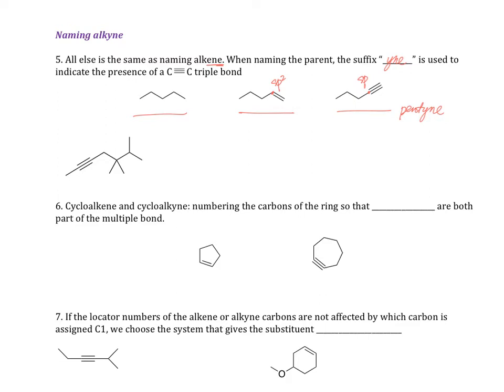And when the triple bond is at the end of the molecule like this one, we actually call it a terminal alkyne.